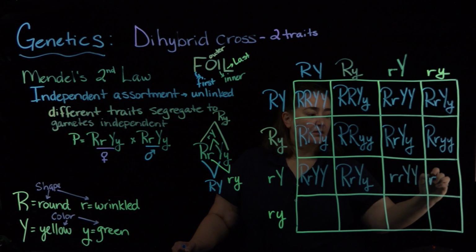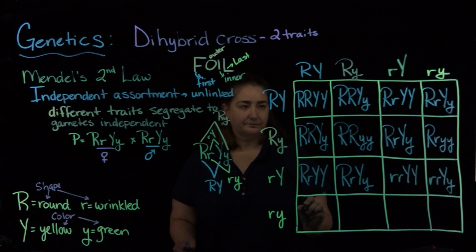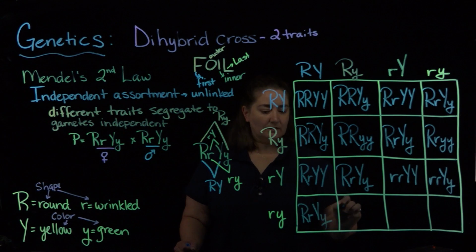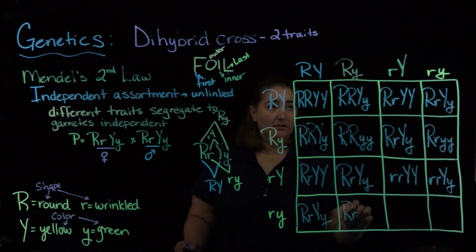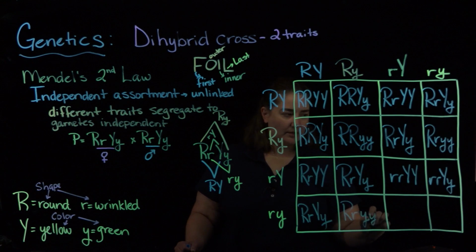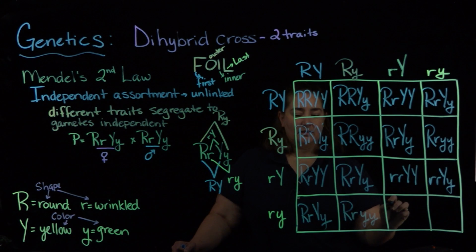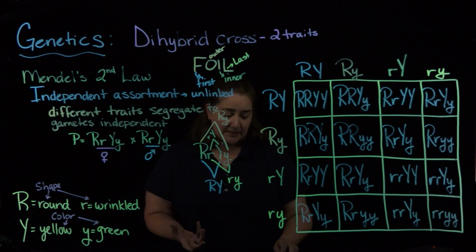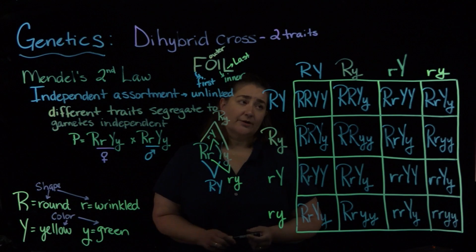Okay. Little r, capital Y, lowercase y, capital R, little r, uppercase, lowercase, capital R, little y, little r, capital Y, little y, little r, little r, little y, little y. Okay? So that fills in our Punnett square.